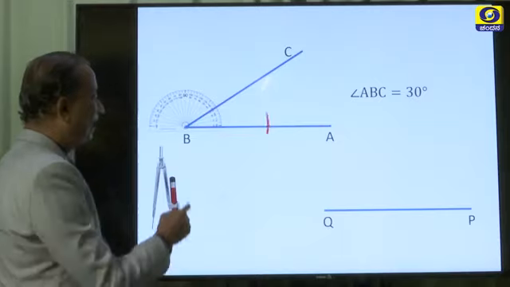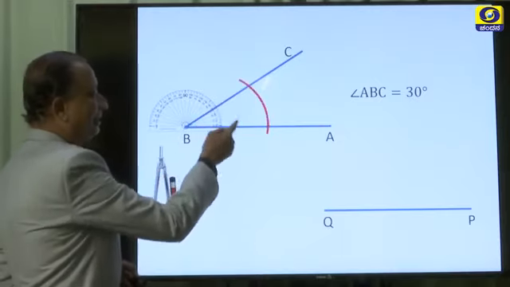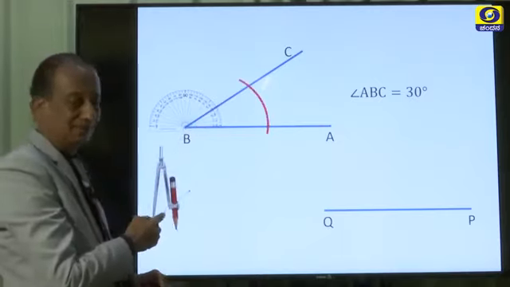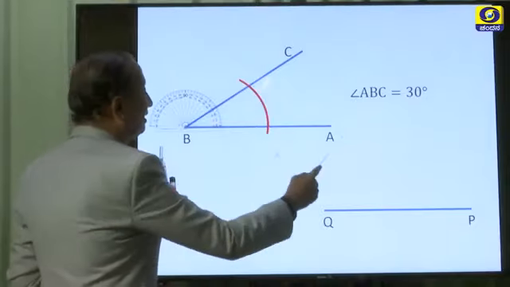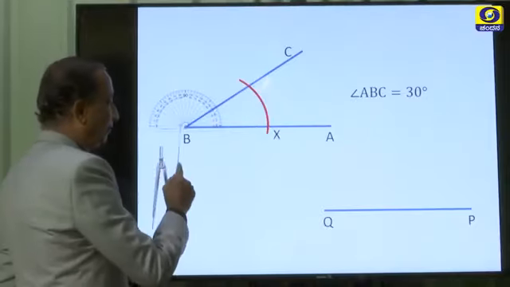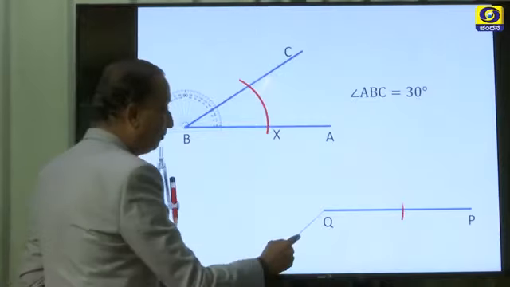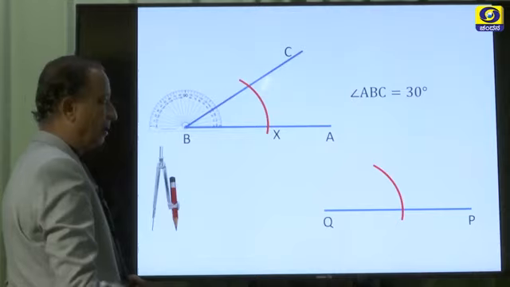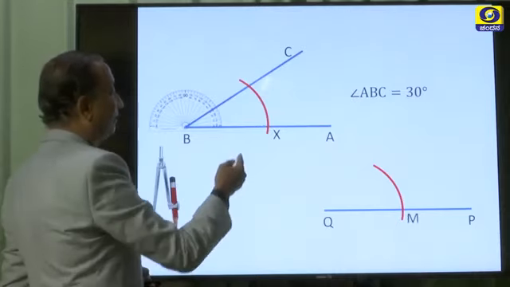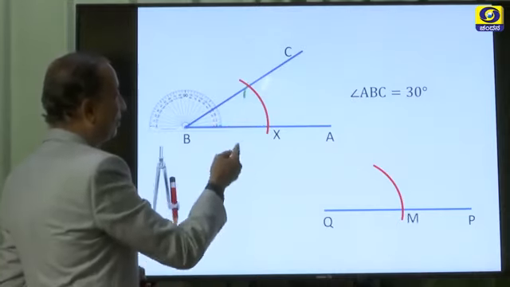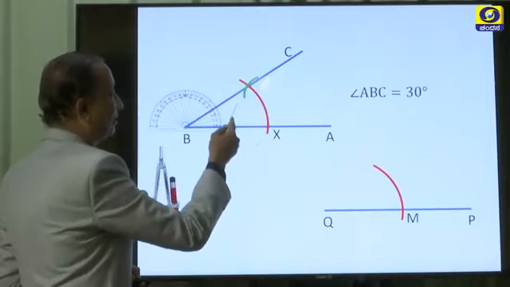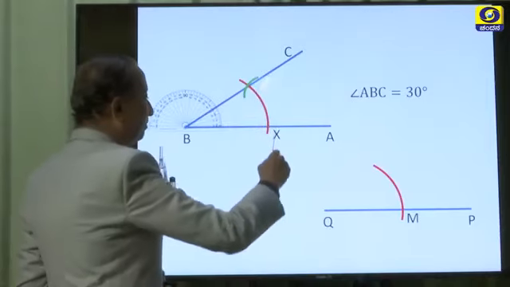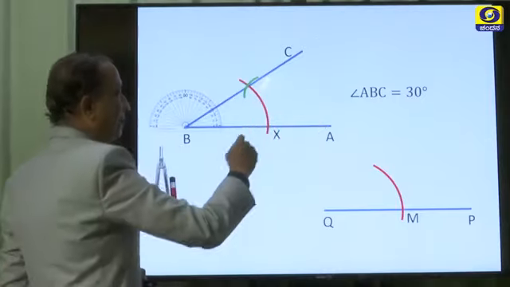Now with B as center, with some convenient radius, you cut an arc like this. This arc will cut AB at X. Okay, with the same radius, with Q as center, you cut an arc like this here in this figure. Now with X as center, with this much as radius, you cut this previous arc. This is the point where this previous arc is cutting BC.